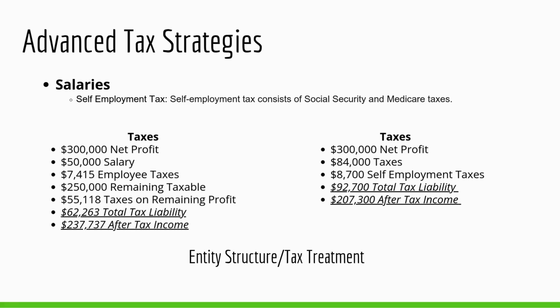My total tax liability is $62,263, and my after-tax income is $237,737. Flip the script and go to the other side of the slide here. I don't do any of that stuff. I just file my taxes. I pay $84,000 in taxes plus $8,700 in self-employment. I have a $92,700 tax liability. My taxable income is $207,300.